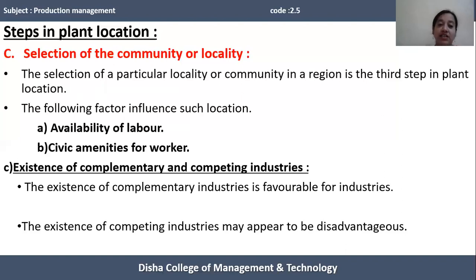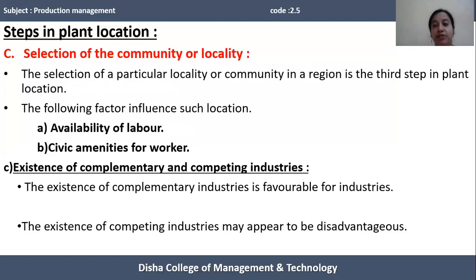While selecting a locality or community in a particular region, they have to consider certain factors. What are the factors they have to consider while selecting a community? Let me discuss one by one. The first one is the availability of labor. Availability of labor is the most important factor the industrialists have to consider while identifying a locality or a community in a particular region. They have to identify a local area where labor is available, where cheap labor is available, and where they can get labor easily. They have to identify such places.